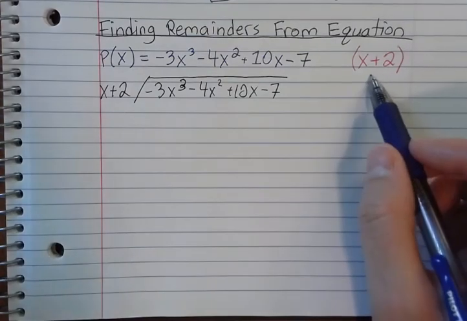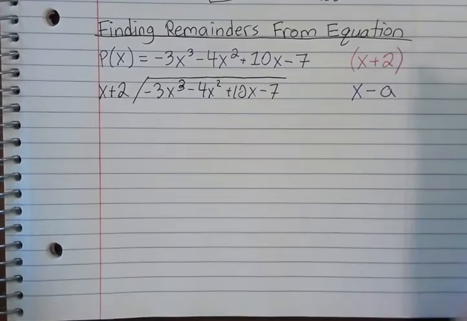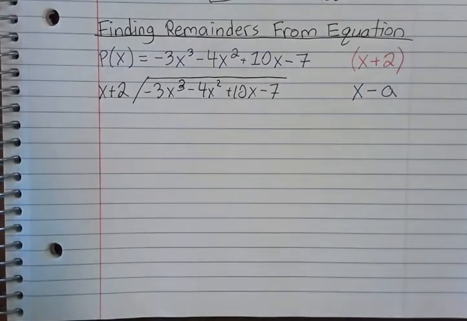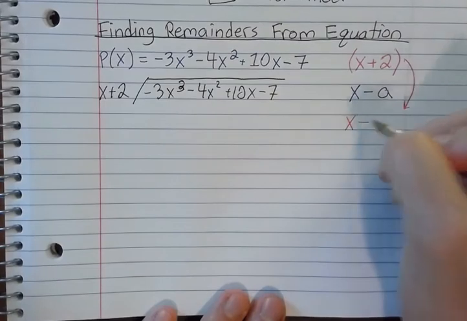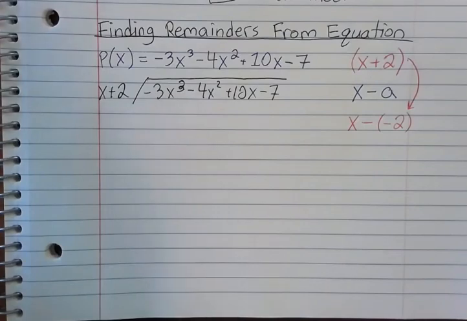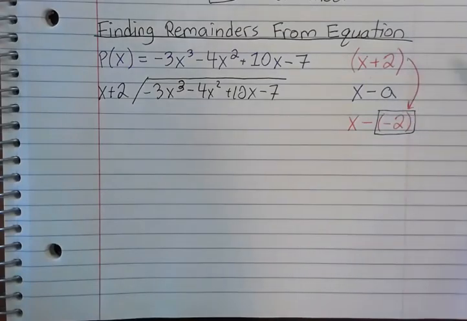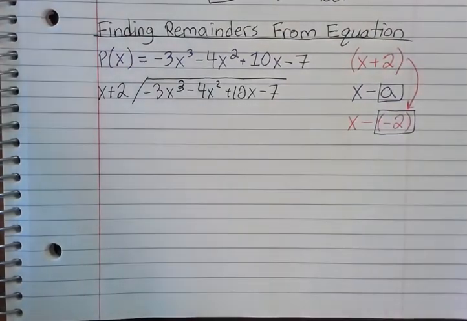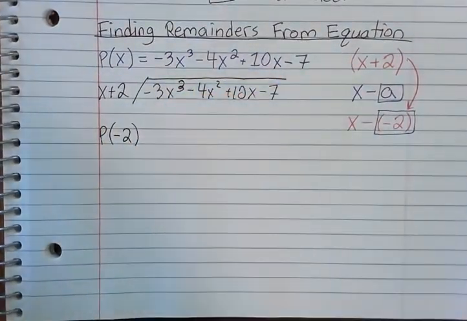So if we look at what I have written over here, we think back to the remainder theorem, that we start with linear factors that look like x minus a. So if I take what is over here and rewrite it like that, I could write it like x minus negative 2. And that means that this negative 2 is going to be the a that I'm looking for, this a right here. So what that means I have to do next is that I need to take that negative 2 and put it into my polynomial, p of negative 2.